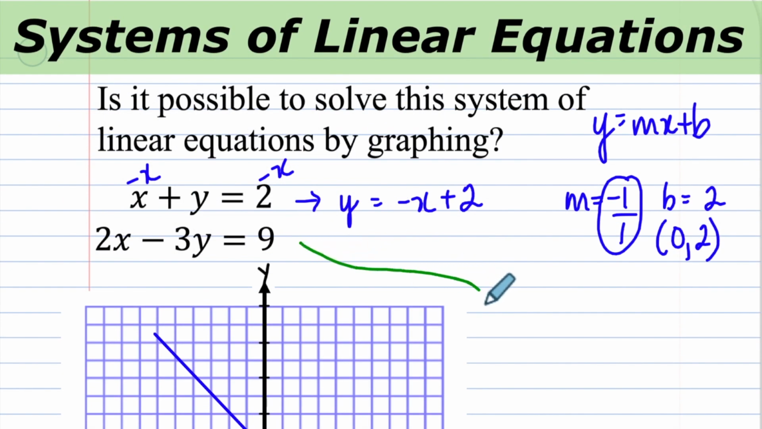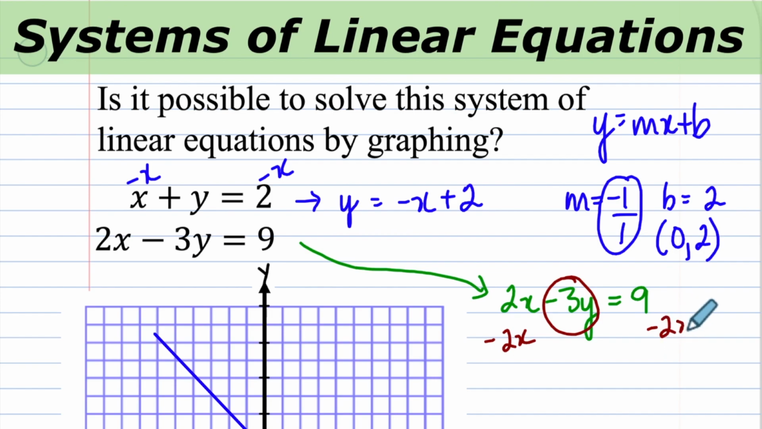For the second equation, we need a bit more room. We want -3y by itself, so we'll subtract 2x from both sides. What we do to one side, we do to the other. We've got a zero pair. -3y is equal to -2x plus 9.